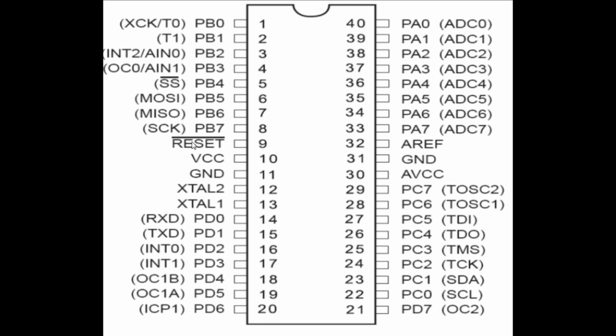If you want to erase a program, you have to give a power supply to this pin. Pin number 10 is VCC, to give the 5-volt power supply to the IC, and pin number 11 is ground. Pin numbers 12 and 13 are for the external crystal oscillator. If you want to vary or raise the frequency, these two pins are used. Pin number 30 is the ADC voltage supply, that is VCC. Pin number 31 is ground, and pin number 32 is the analog reference pin for the ADC.